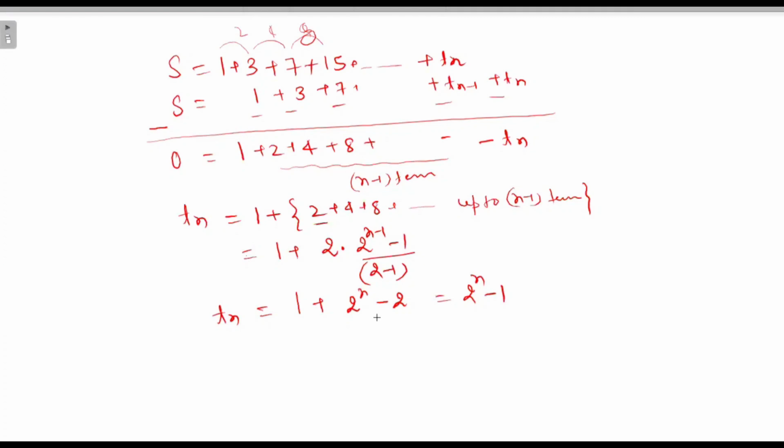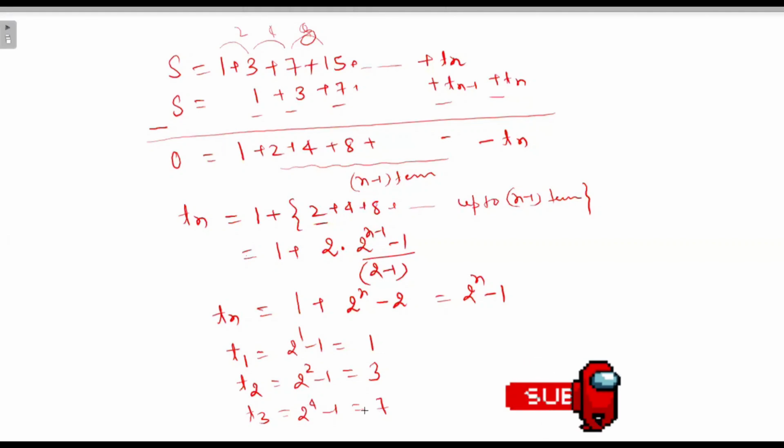So we will check whether this is correct or not by putting in the values. If I put n equals 1, I should get my first term. So this is 2 to the power 1 minus 1, which is giving me 1. I put 2, then I get 2 to the power 2 minus 1, which I get as 3. Then I put 3, I get 2 to the power 3 minus 1, which is 7. So I think this general term is true.